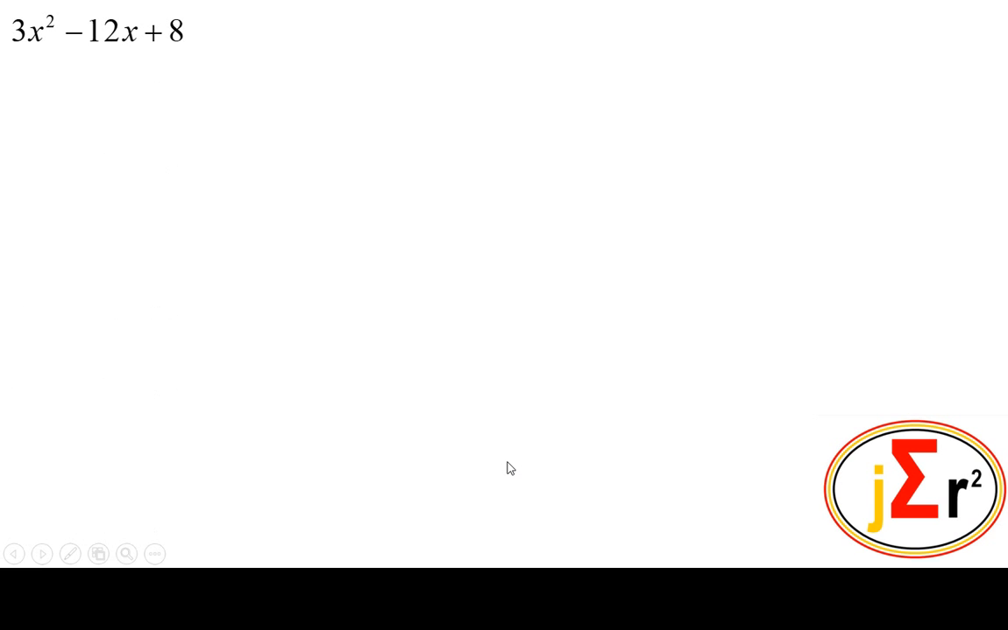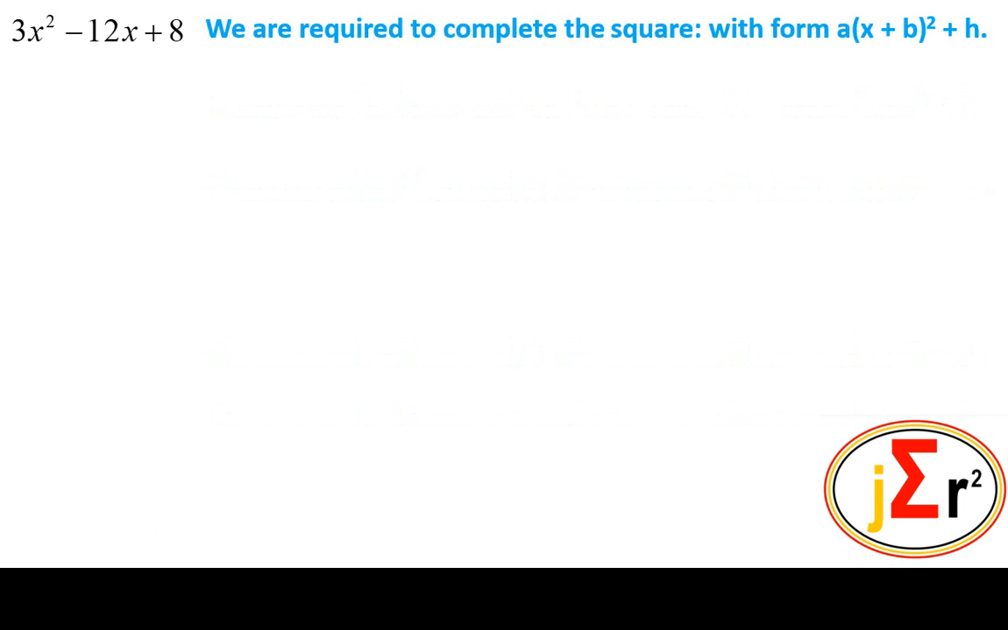There we have our quadratic expression in trinomial form, and we are required to complete the square. In completing the square, this expression should be written in this form, and we can immediately see what will happen, or the consequence of transforming this to this form.